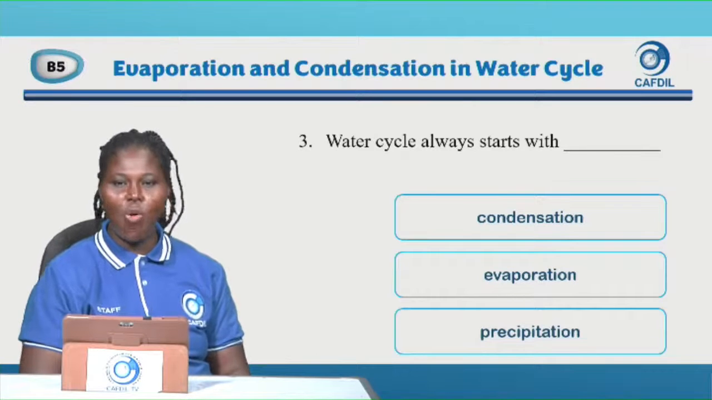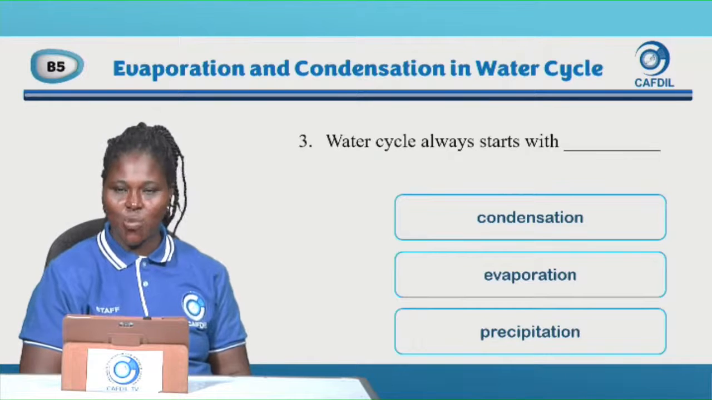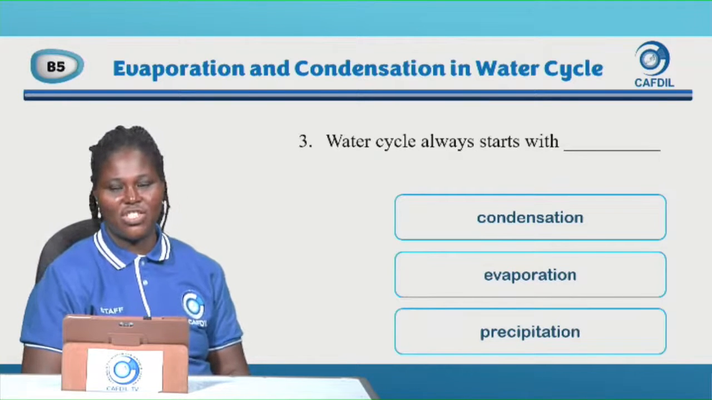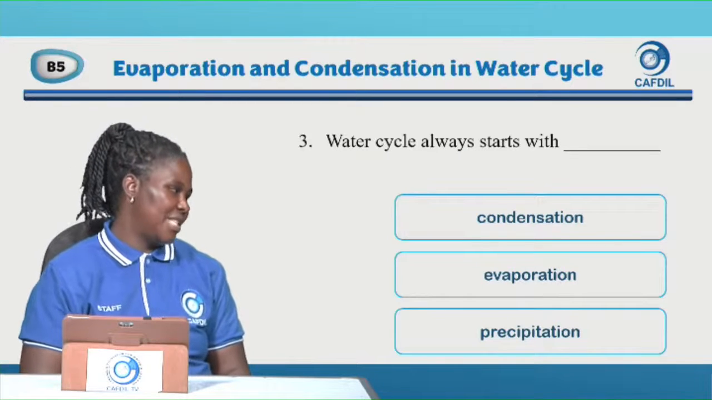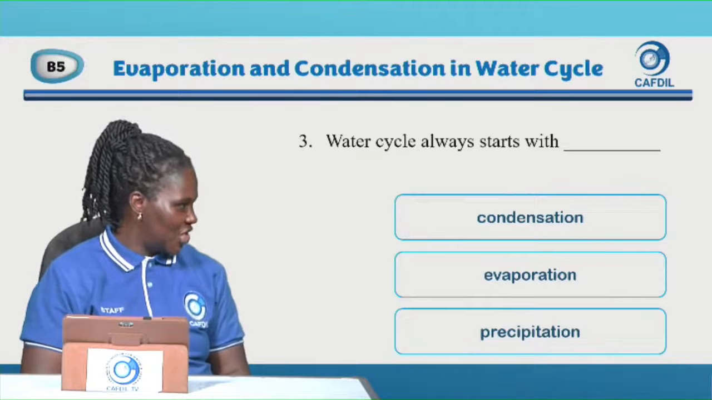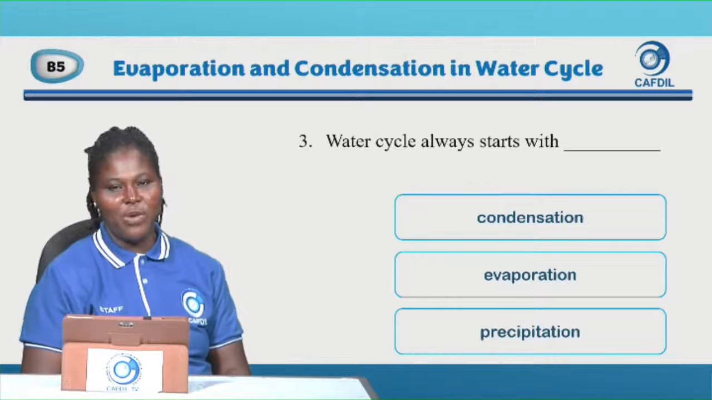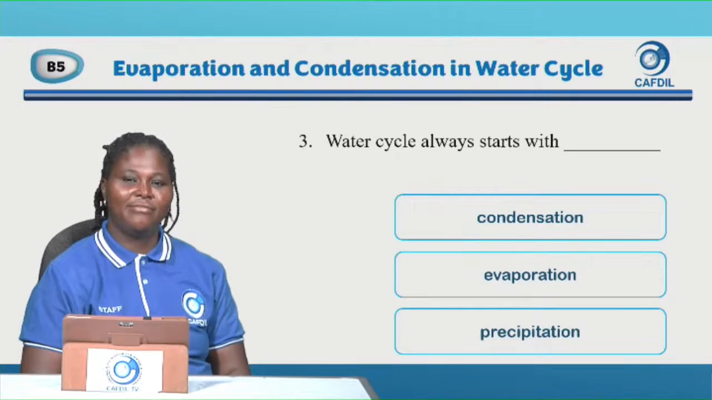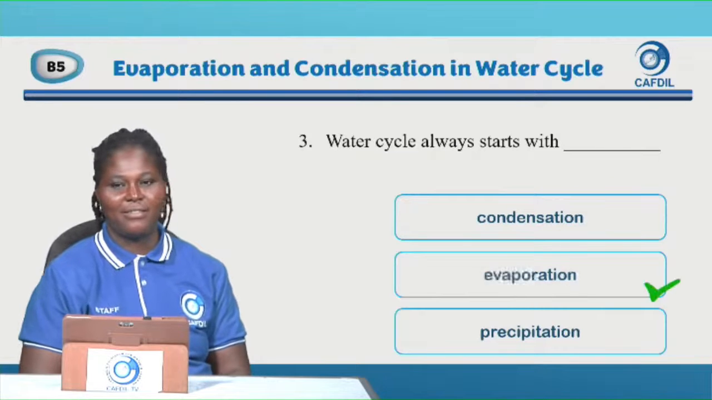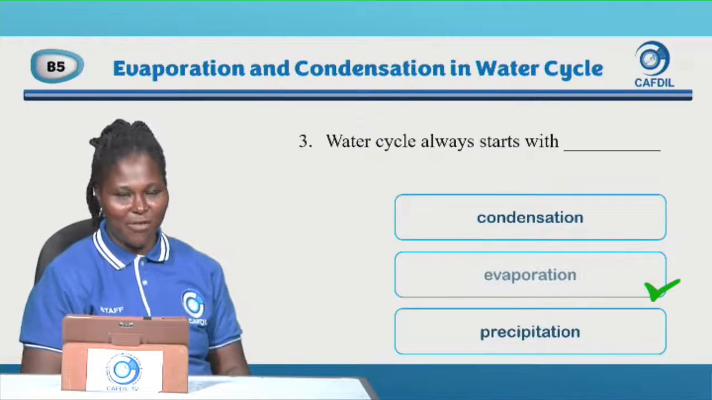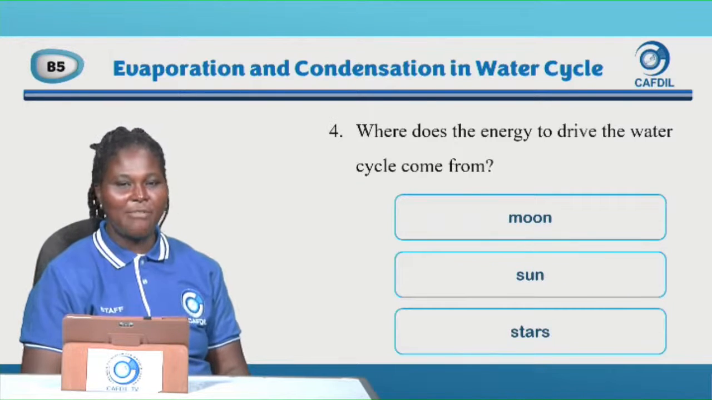Question number 3. Water cycle always starts with dash. Condensation, evaporation, or precipitation. Now which one is the answer? Think about it. The first stage of the water cycle. Evaporation. Good, good, good. You are learning.